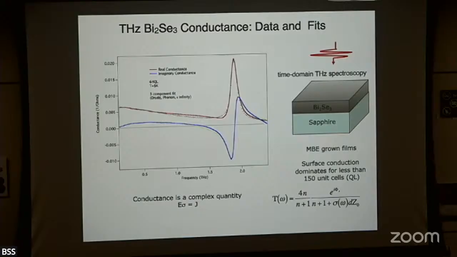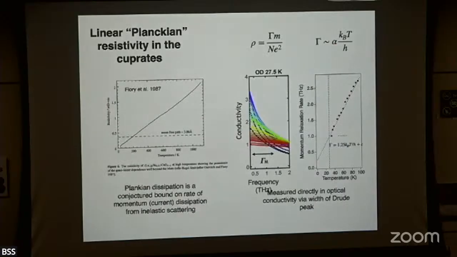Okay. All right, so let's look at just some other things that we can do with time domain terahertz, and then I'm going to start making references to some of the things that we talked about yesterday.